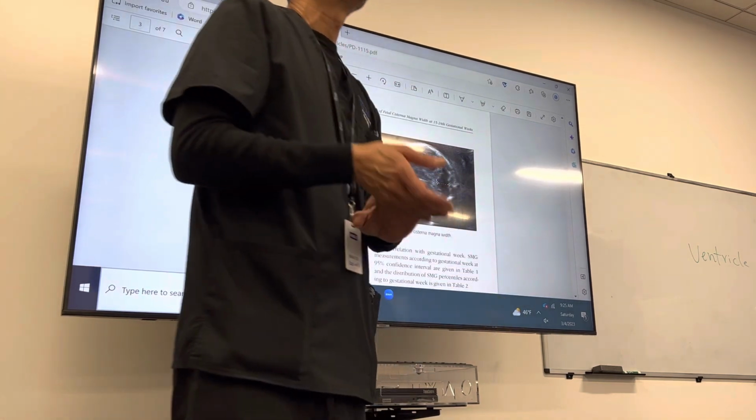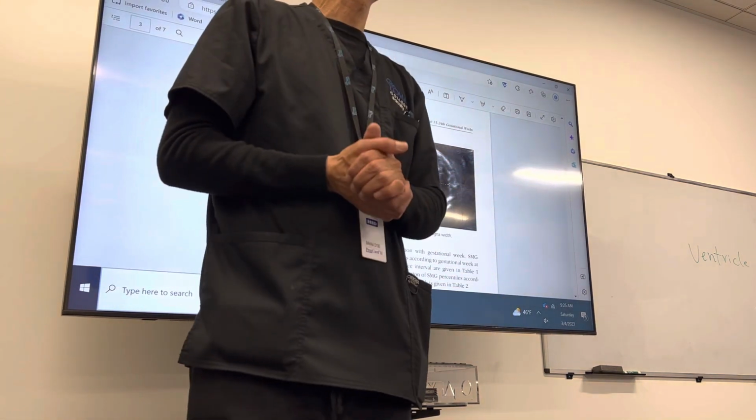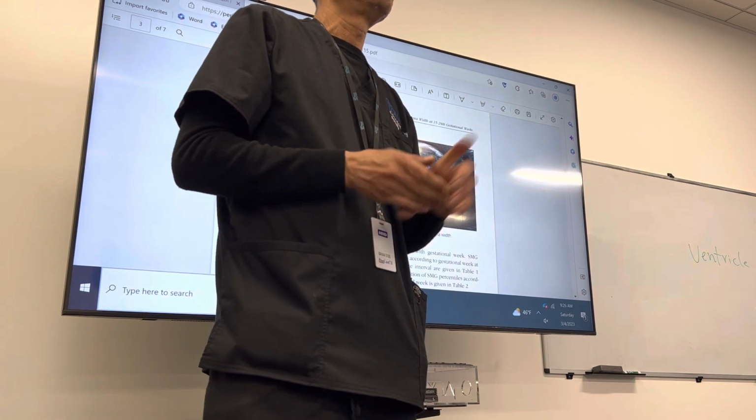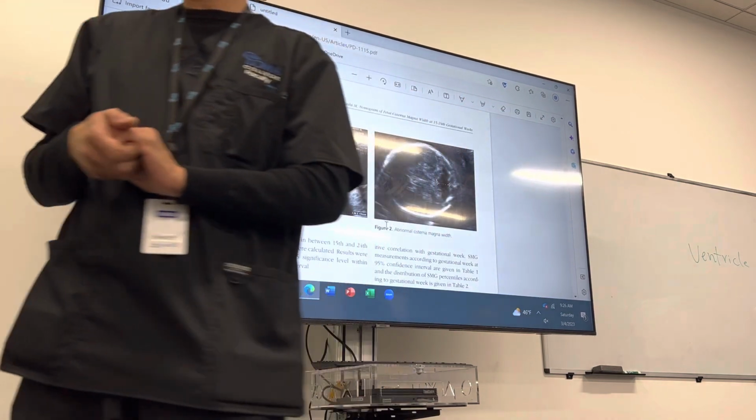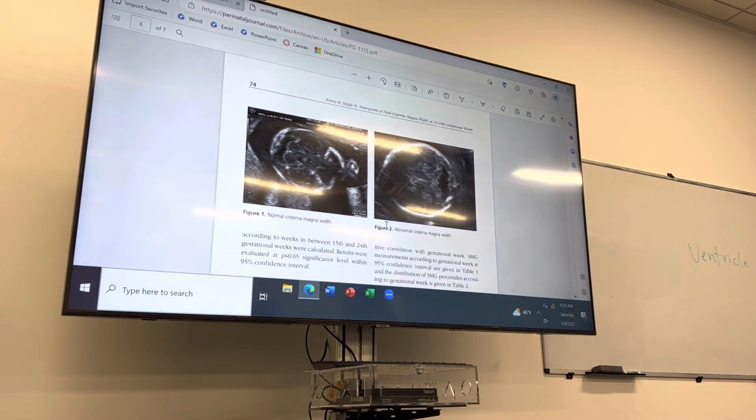And this, if you wish to remember, we call Dandy-Walker syndrome. Those babies are severely impaired forever if they make it toward the end.